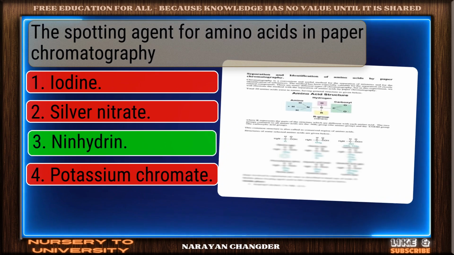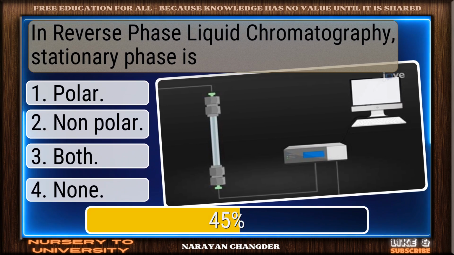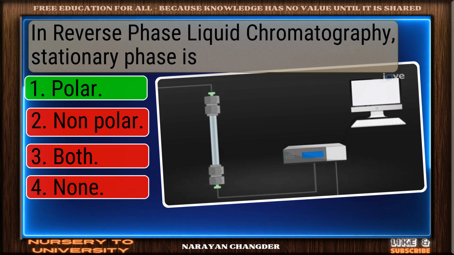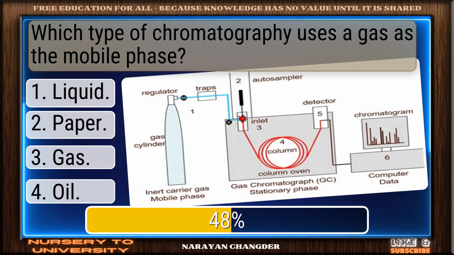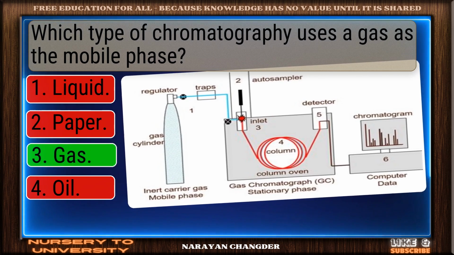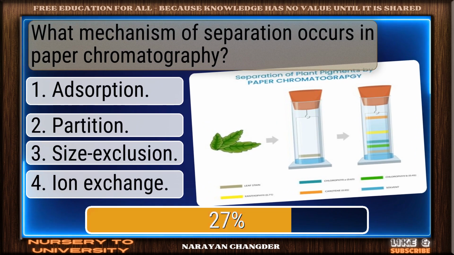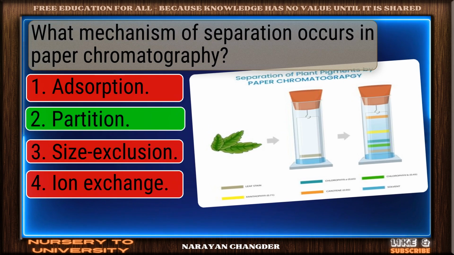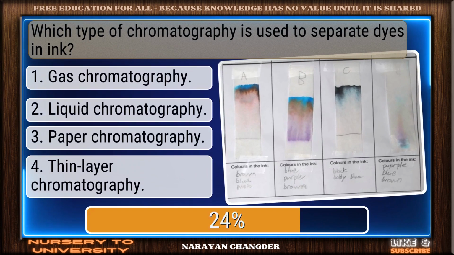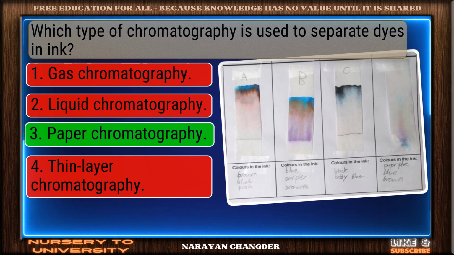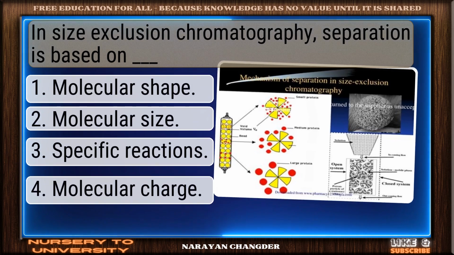Well-articulated, ninhydrin. In reverse phase liquid chromatography, stationary phase is... You got it, polar. Which type of chromatography uses a gas as the mobile phase? Excellent work, gas. What mechanism of separation occurs in paper chromatography? Partition. Which type of chromatography is used to separate dyes in ink? Spot on! Paper chromatography! In size exclusion chromatography, separation is based on dash.